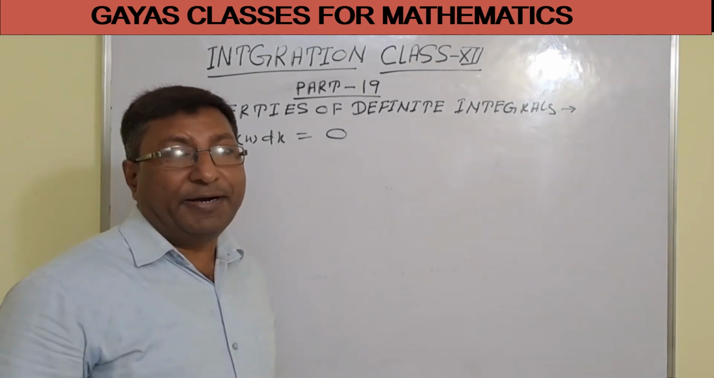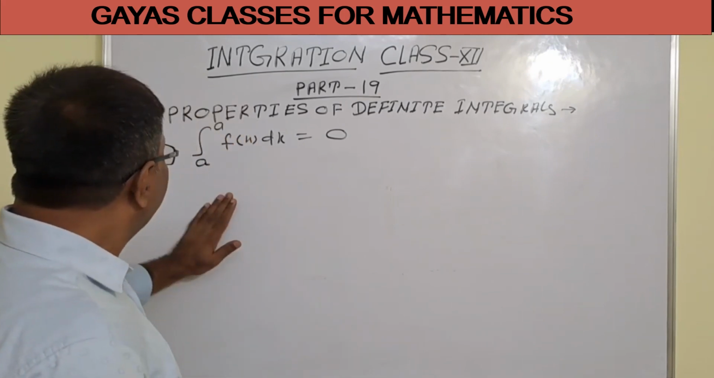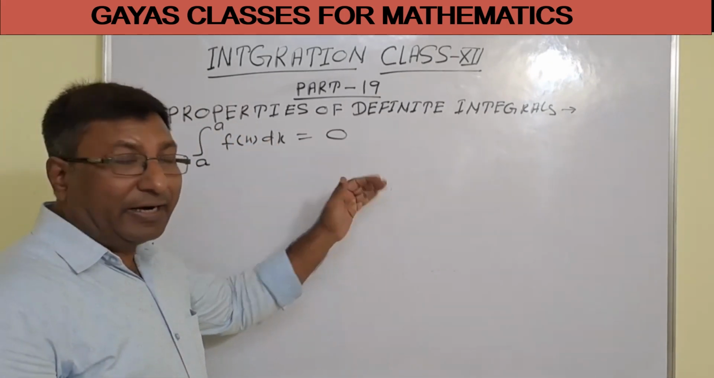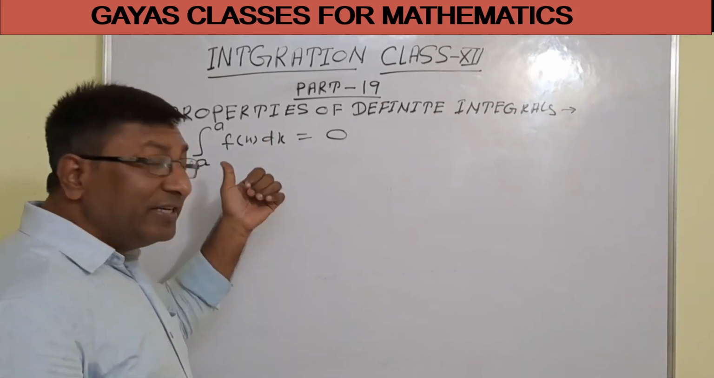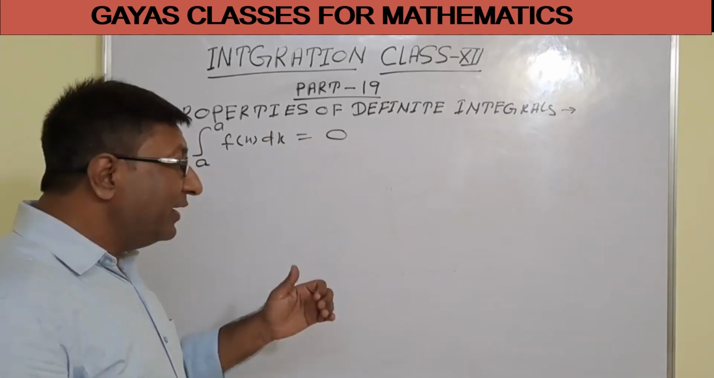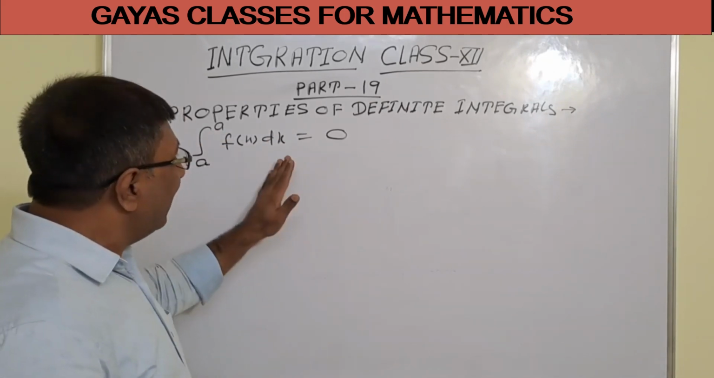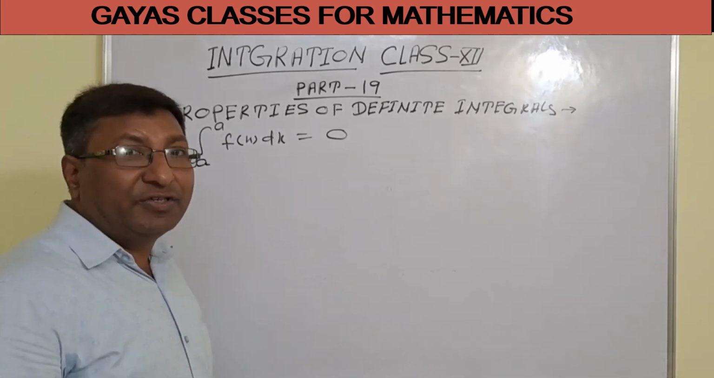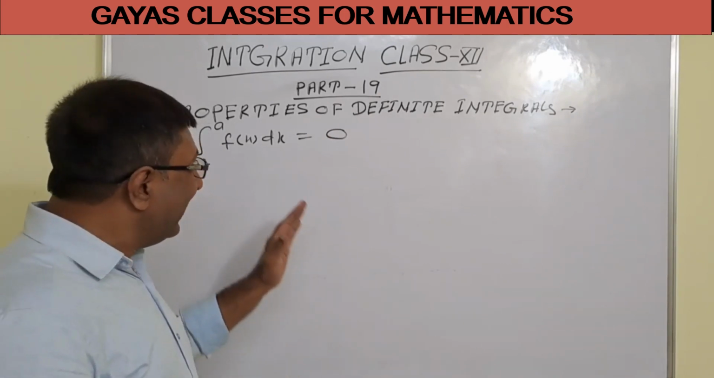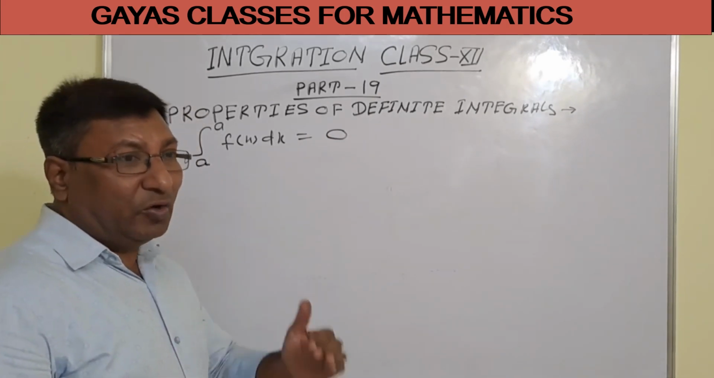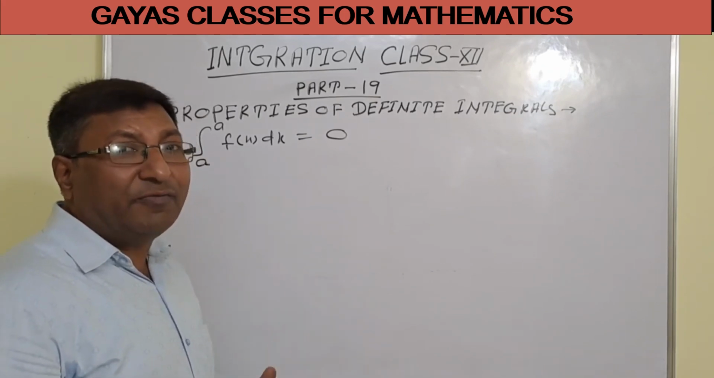Now see property number 3. Let us see. The integral from a to a of f of x dx equals 0. That means if any expression is given and the limit is the same, upper limit equal to lower limit, then our result, that is the answer, will be 0 every time, when any function is given and the limits are the same, lower limit and upper limit the same. The answer will be what?